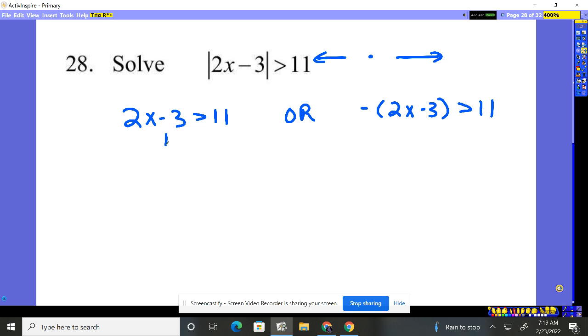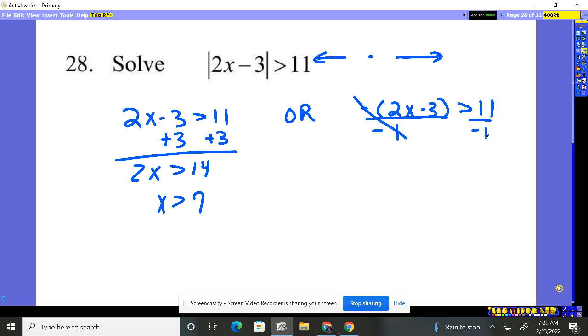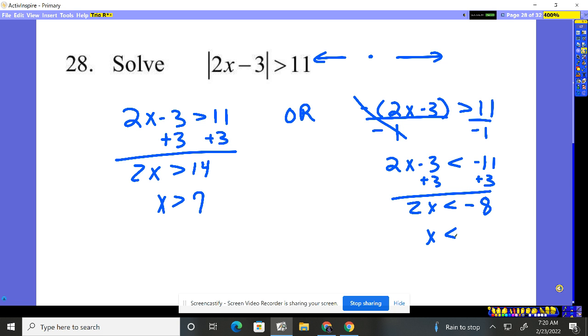Now we just solve each one. Add 3, 2x greater than 14, divide by 2, x is greater than 7. That's one solution. Over here, we always start, divide by negative 1, those go away. It'll leave me with my 2x minus 3. My inequality will always flip, and I'll end up with a negative 11 there. I now add 3 to both sides. Less than negative 11 plus that is what? Negative 8. And now I divide by 2. I divide it by a positive 2, so the inequality doesn't flip. X is less than negative 4.